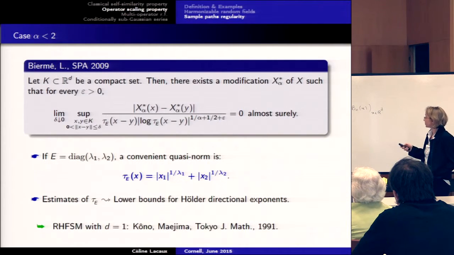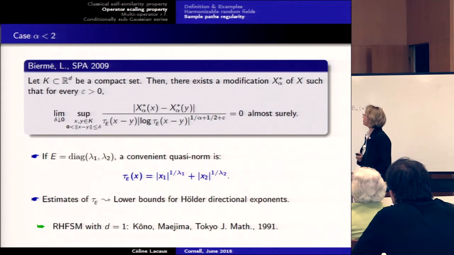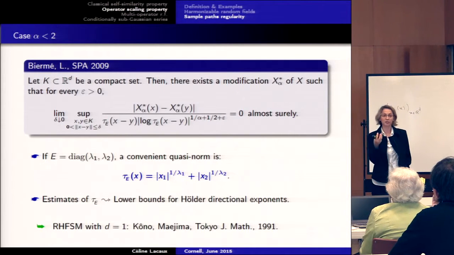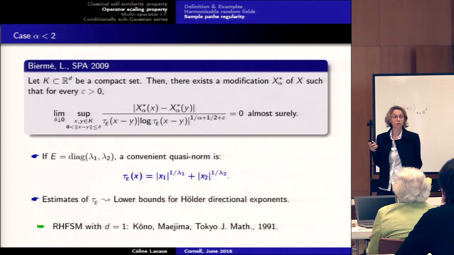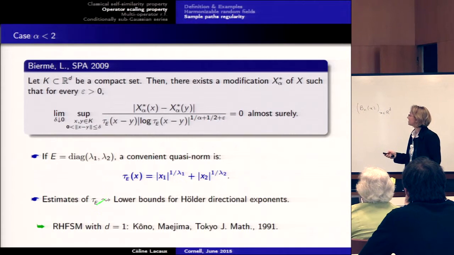So I choose alpha strictly less than 2, and what we have proved with Hermine is that we can also control, up to choosing a modification, the behavior of the sample path and give an upper bound for the modulus of continuity, which will also be quantified by the quasi-norm tau. It is awful to write, so maybe in a simple example it is easier to write and comment on this result. If I again choose a diagonal matrix, I can choose tau like this.